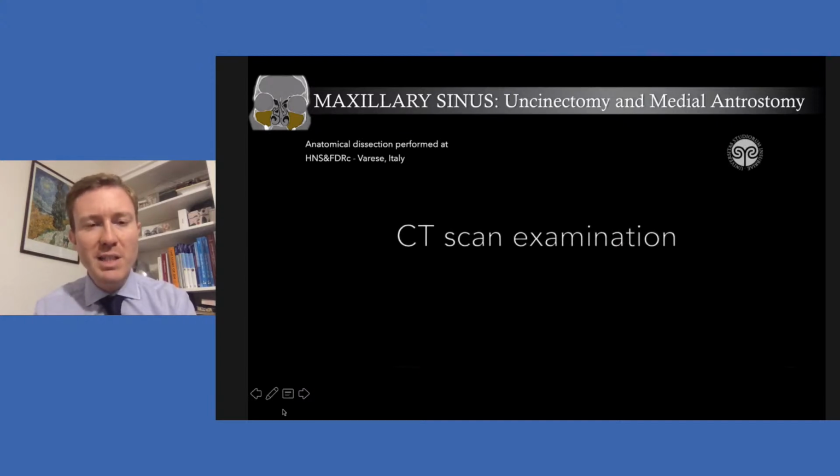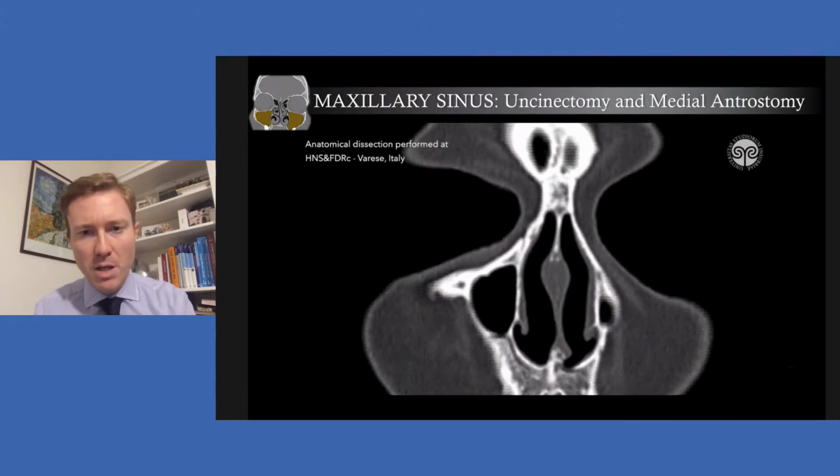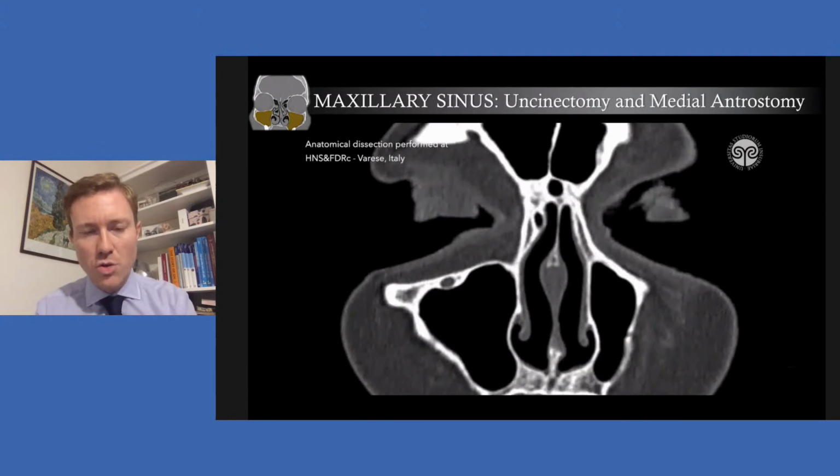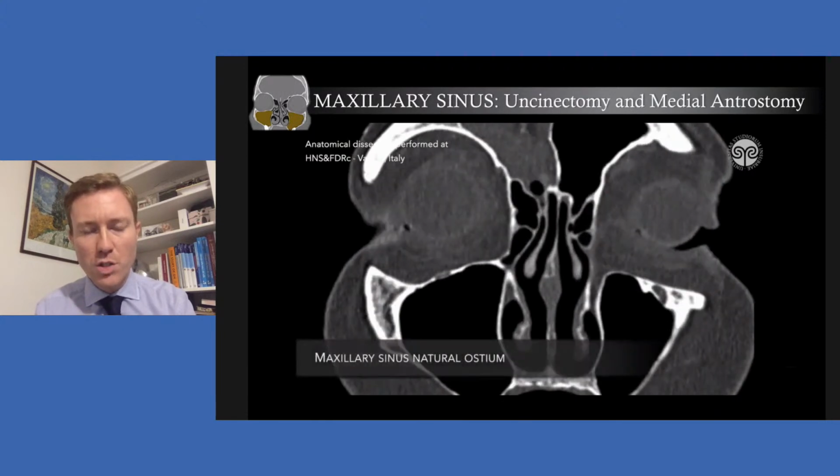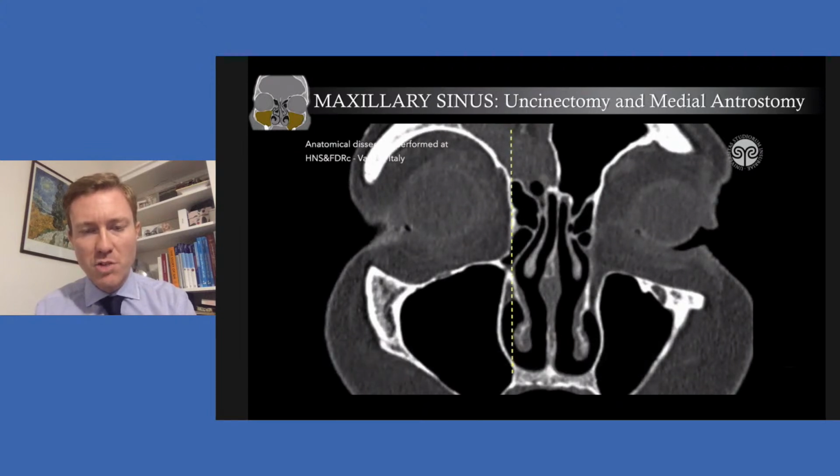This is an anatomical demonstration in the cadaver lab with CT scan. So we can analyze the CT scan of a patient, identify the nasolacrimal duct, which is the first landmark, and then the natural ostium of the maxillary sinus.